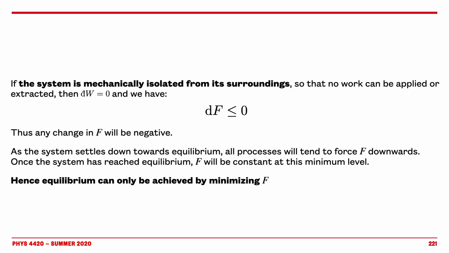That's crucial because this function now represents a very strong physical interpretation. This is the function that's going to be minimized at equilibrium for a system that's mechanically isolated. Okay? Very good. But of course, we have other constraints that we can apply.